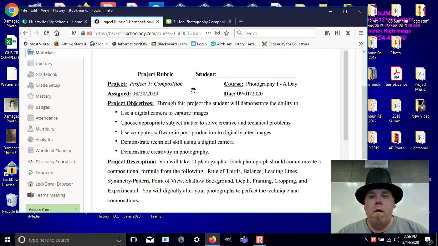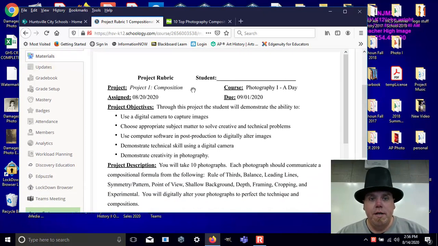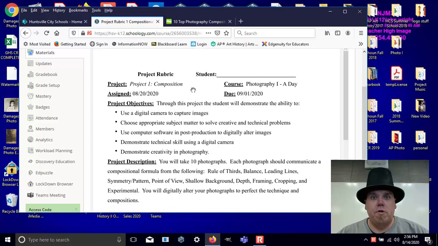So on Schoology, you'll see this rubric, and you'll get a rubric like this for each of the project assignments that we do this year. This is project 1, and the rubrics will always tell you when it was assigned and when it is due. You will turn it in through Schoology. Even if we were here in the classroom or studio, that's what you would be doing. I would go over this in person, obviously.